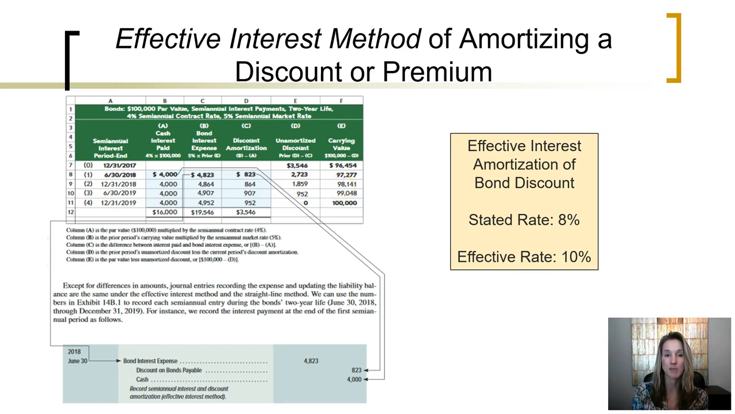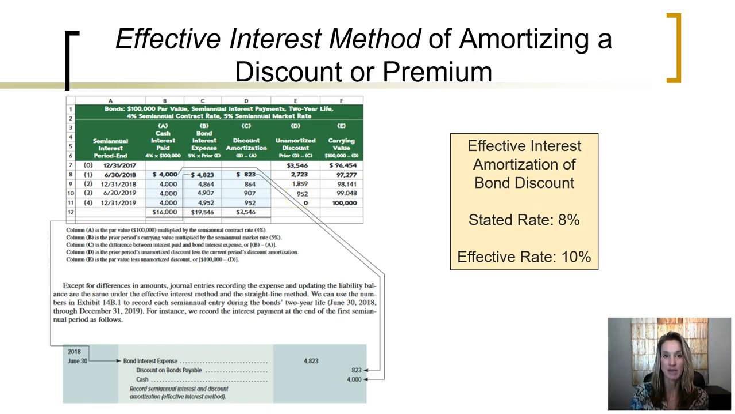For the third interest payment, interest expense will be calculated by taking the current carrying value times half of the market rate. Interest expense to record, $4,907. Cash paid to bondholders will remain at $4,000. The difference between the interest expense and the cash paid, $907, brings the discount amortization down to $952.